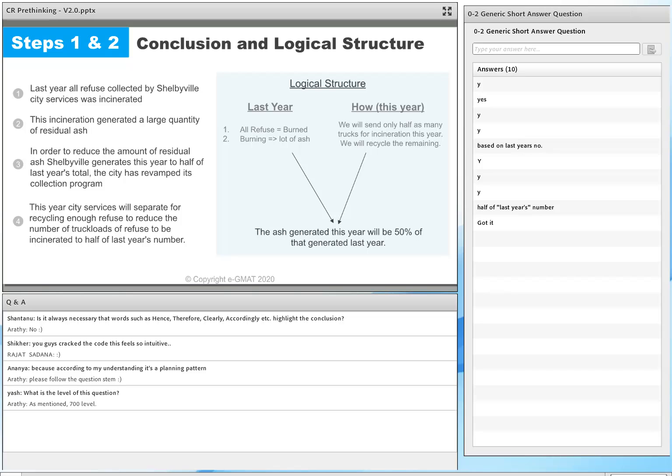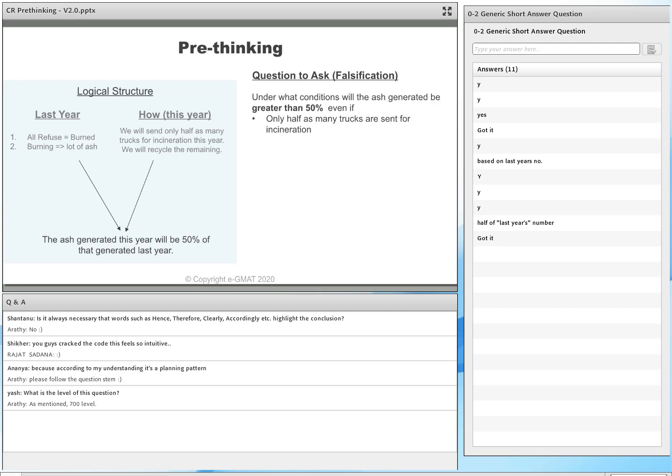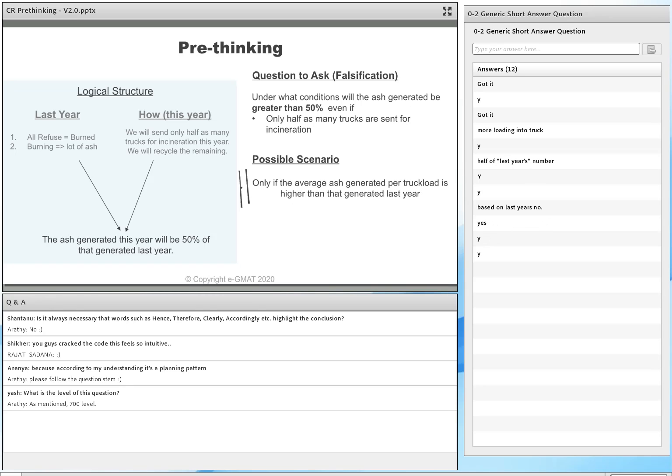So again, we visualize this. The conclusion is the ash generated this year will be half of last year. Again, we ask the same falsification question. Under what scenario will the ash generated be greater than 50% even if I only send half as many trucks for incineration? The only scenario is if the ash generated per truckload is higher. If you stuff those trucks so much that even though you only got 5 trucks they generate a lot more ash. So what is my assumption? The ash per truckload is going to remain the same. Is that clear to everyone?